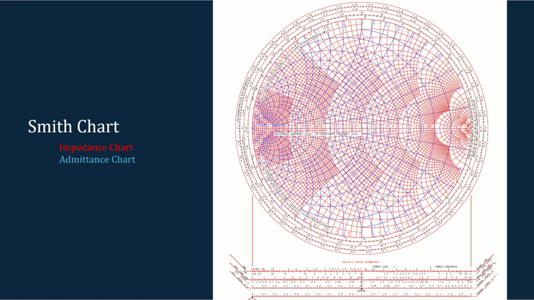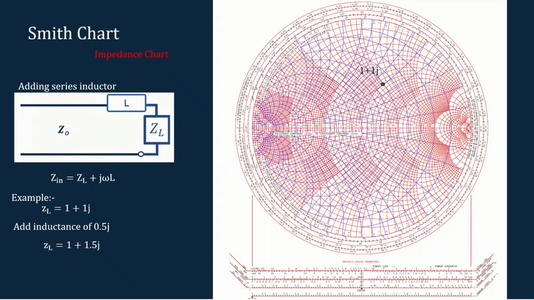So let's see how it is done. This is our common circuit, which has a load impedance connected to the source through the characteristic impedance Z0. Let's consider the scenario where I have to add an inductor in series to the load impedance. Here you can see that an inductance is added in series to the load impedance.